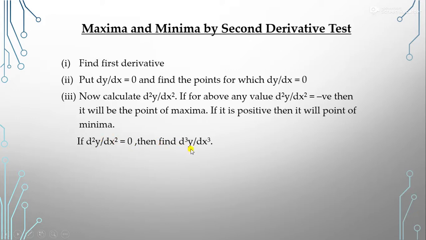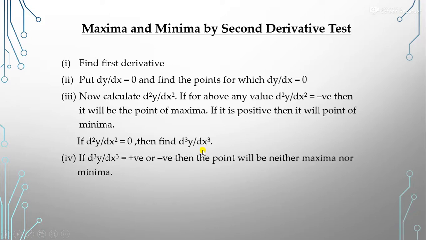That is d³y/dx³. Now check d³y/dx³. If your d³y/dx³ is positive or negative, then the point will be neither maximum nor minimum. It doesn't matter whether the value is positive or negative, in that case your function is neither maximum nor minimum.